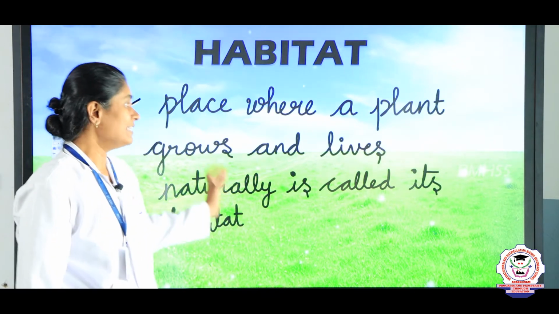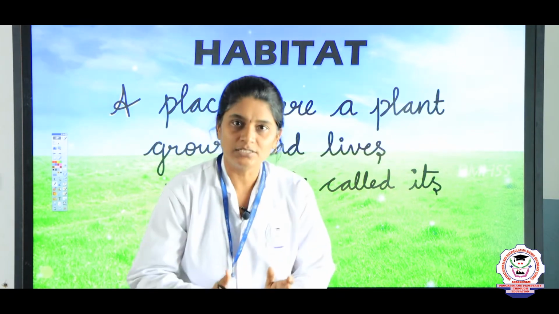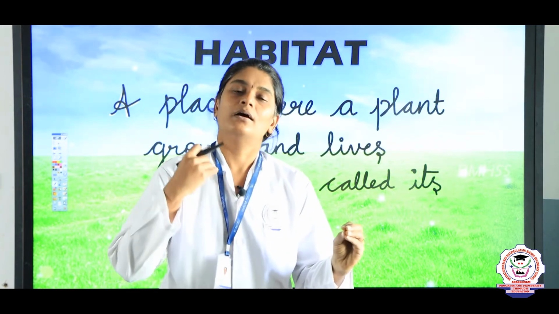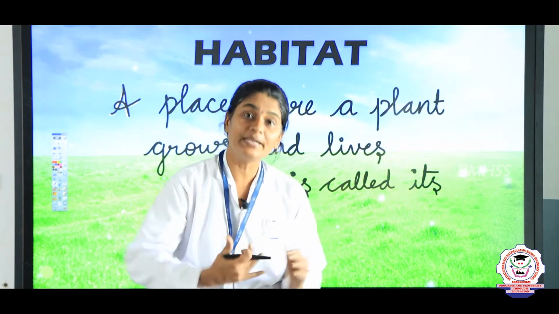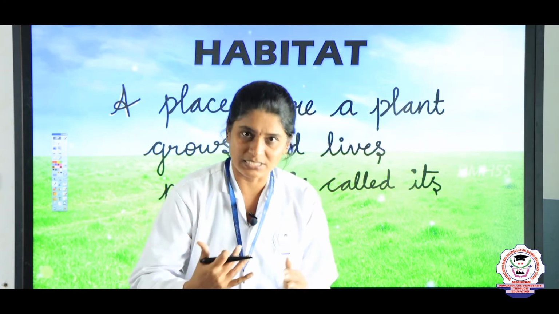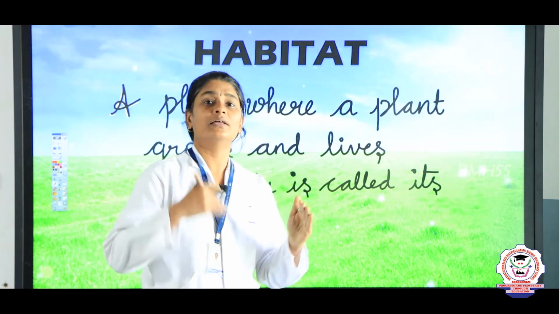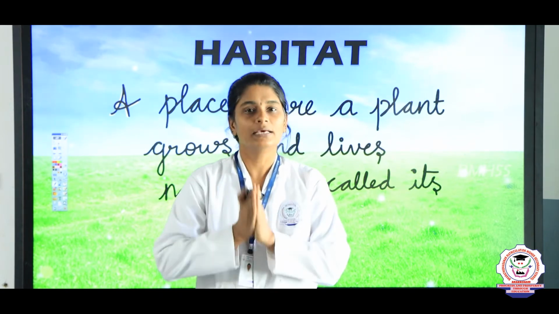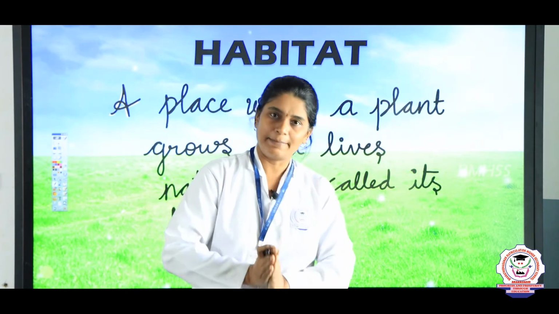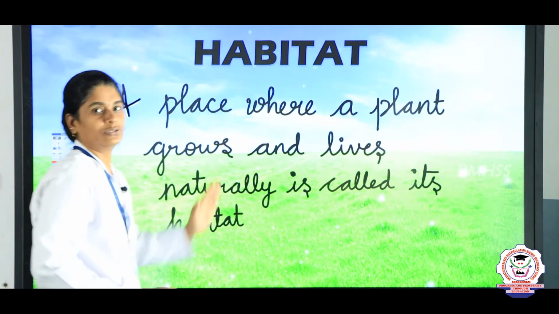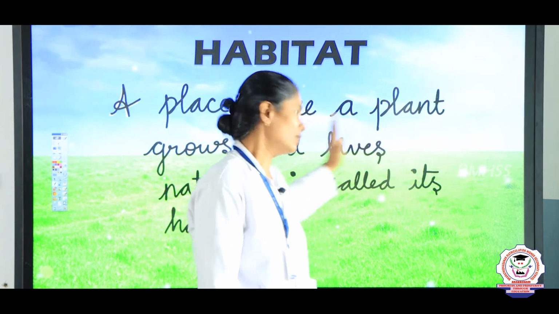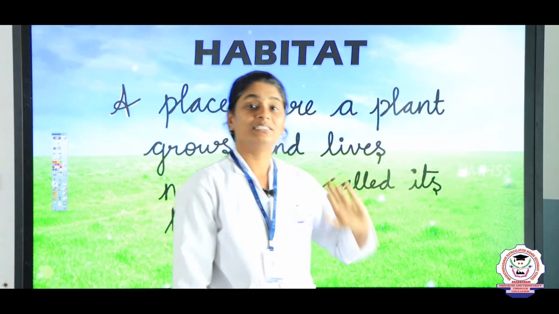Right. So these plants change themselves to suit their environment, to suit their surroundings. They adapted themselves to the particular places where they can live for many years. So this change that helps a plant to survive in that particular place is called adaptation. Habitat is a place where a plant grows and lives naturally. Now let us see what is adaptation.